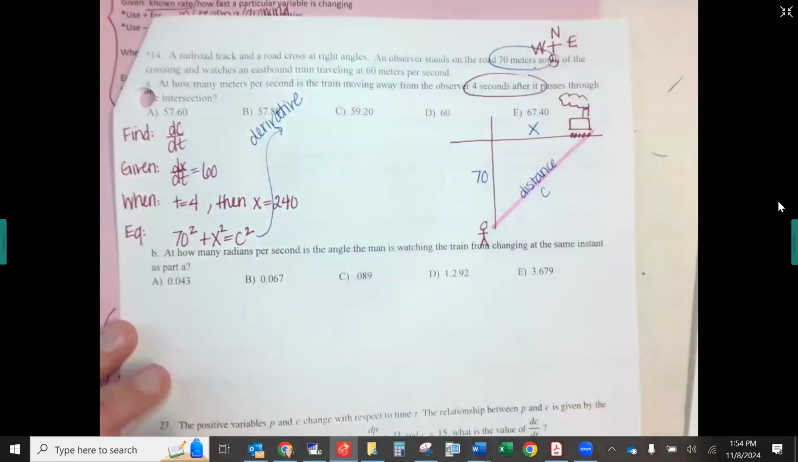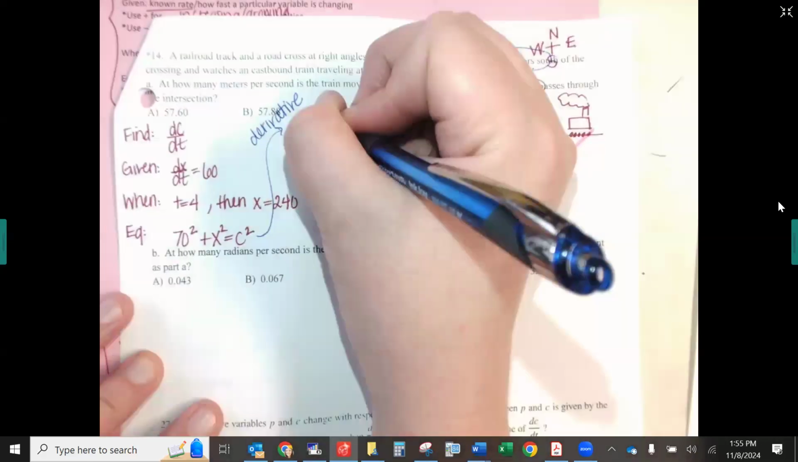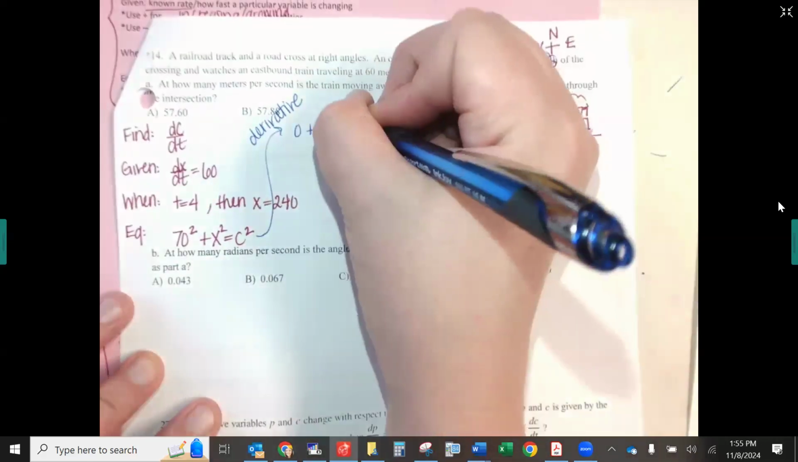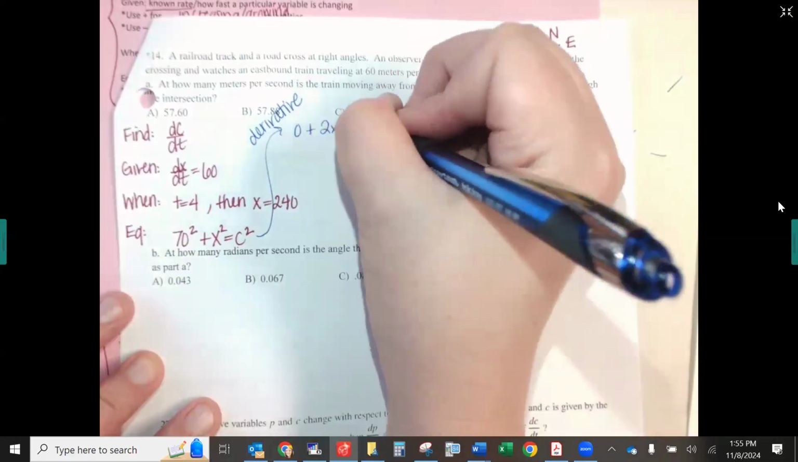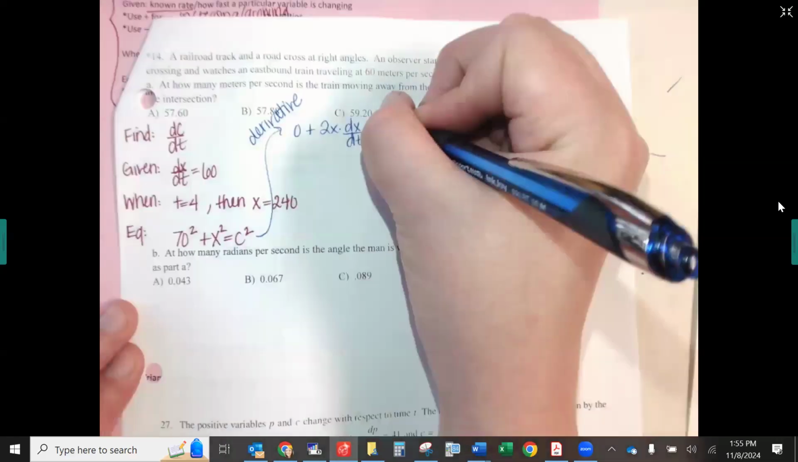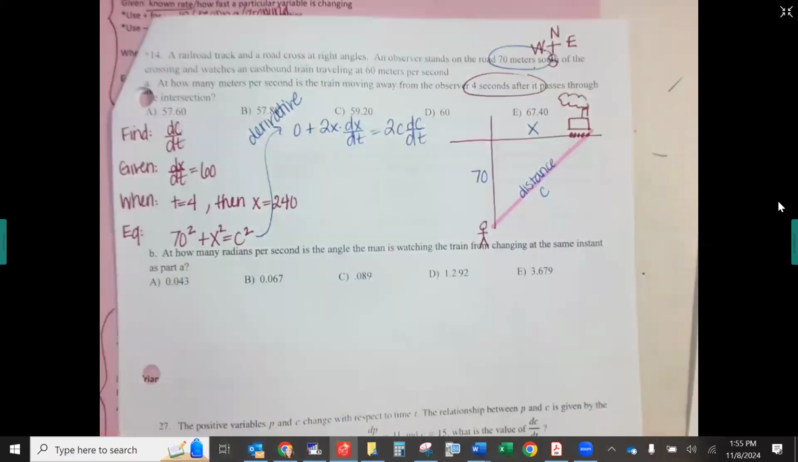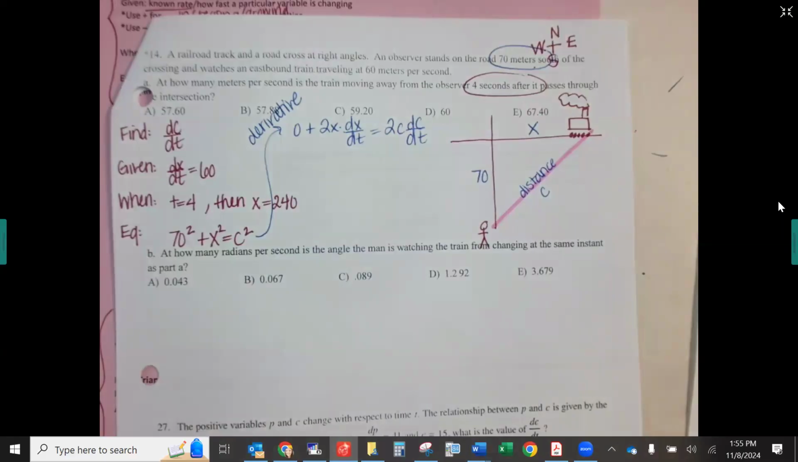What is the derivative of 70 squared? 0. What is the derivative of x squared? 2x dx dt. What about c squared? 2c dc dt. Okay, from there, you're going to go plug in all of your whens and your givens.